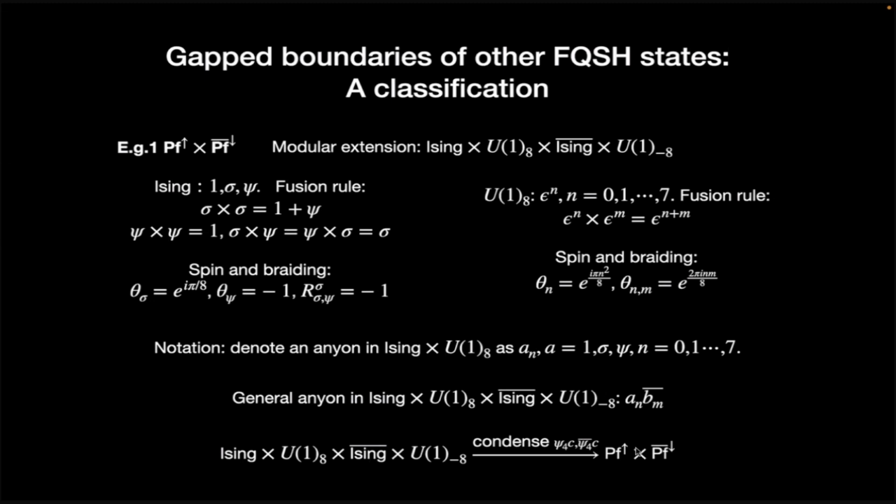And again, we can recover the Pfaffian times anti-Pfaffian by doing this fermion condensation, in the sense that the anyon parts, psi_4 and psi_4 bar, are fermions.